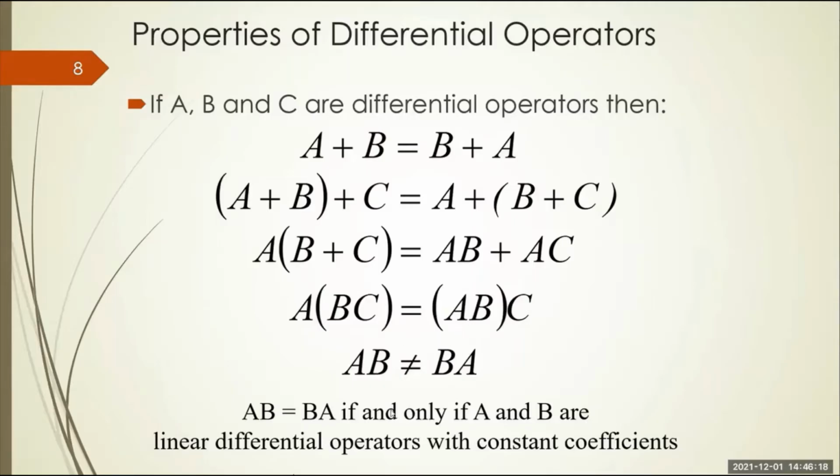However, look at the last one. AB is not necessarily equal to BA. It only happens once when AB will be equal to BA if and only if A and B are linear differential operators with constant coefficients. I'll show you later on what I mean as we go along.